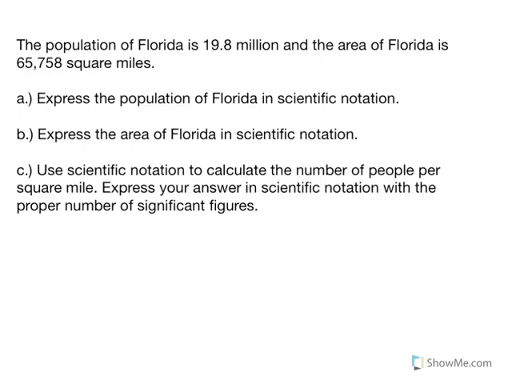The population of Florida is 19.8 million, and the area of Florida is 65,758 square miles. We're going to do three parts to this problem. We're going to express the population of Florida in scientific notation. We're going to express the area of Florida in scientific notation, and then we're going to use scientific notation to calculate the number of people per square mile. And we're going to express that answer in scientific notation with the proper number of significant figures.